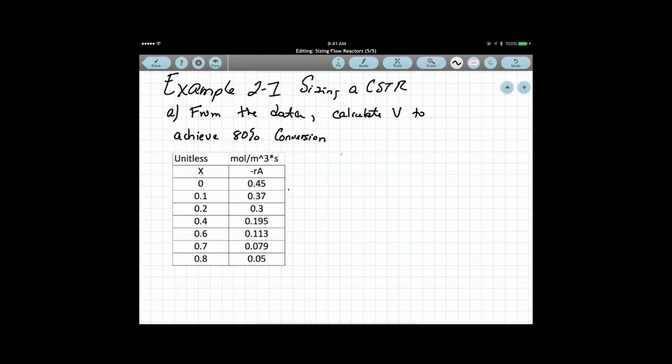Remember that for a CSTR, when the conditions at the exit are the same as the conditions inside the reactor, we know that we have a perfectly mixed system. So that's one of the assumptions for the CSTR. Therefore, from the data, we can obtain information of all the parameters, in this case, the reaction rate that we can use in this design equation.